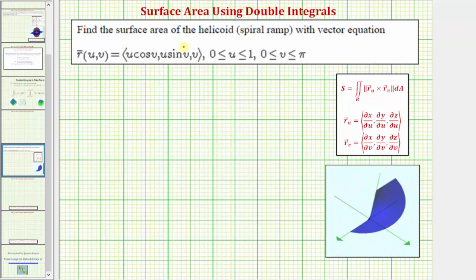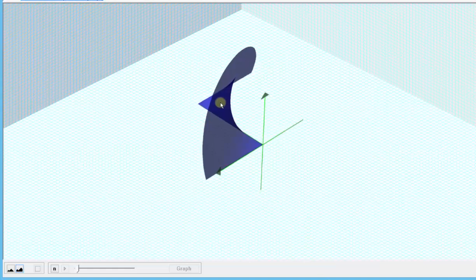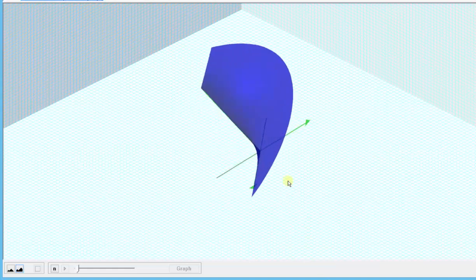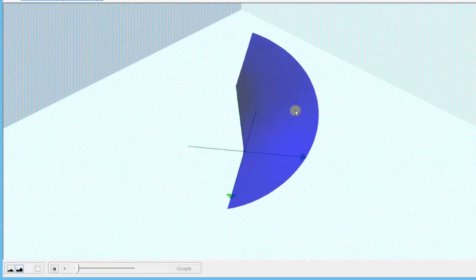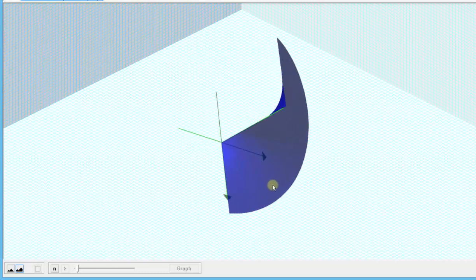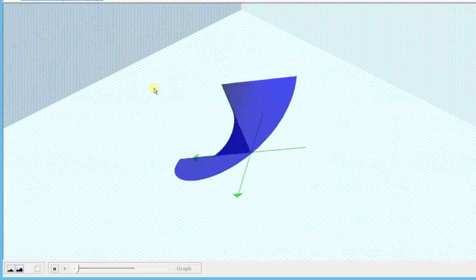We want to find the surface area of the helicoid or spiral ramp with the vector equation shown here over the given region. Let's first take a look at this graphically. So here's the graph of the vector-valued function. Our goal here is to find the surface area of this helicoid or spiral ramp.